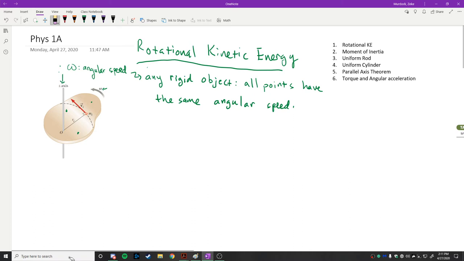Now, each point, however, will have a different velocity, right? So what I'm going to do here is pick some points on this object, like one point right here, one point over here. I'm going to label this point right here. I'm going to say it has a mass that we're going to call M1. And I'm going to say this object over here has a mass that we're going to call M2. At a moment in time, while the object is rotating, each of these points is going to have a tangential velocity. And one of them has already been drawn here, right?